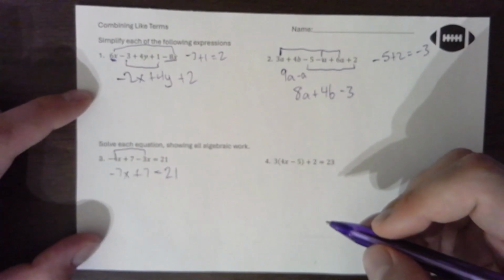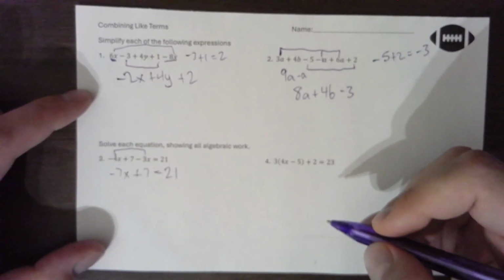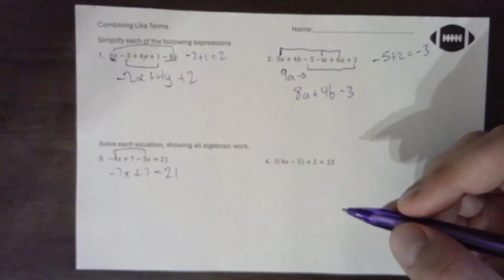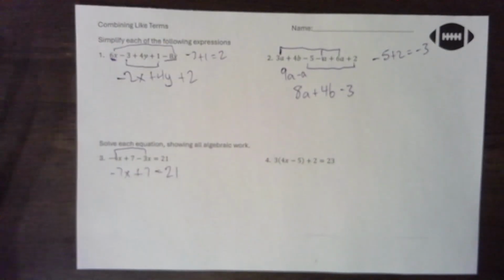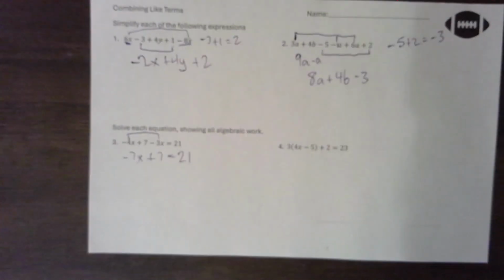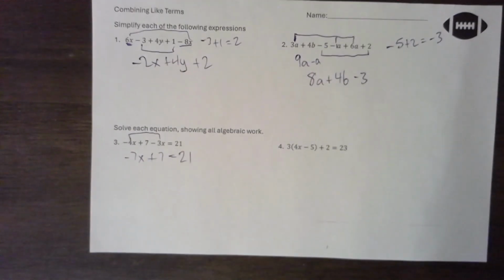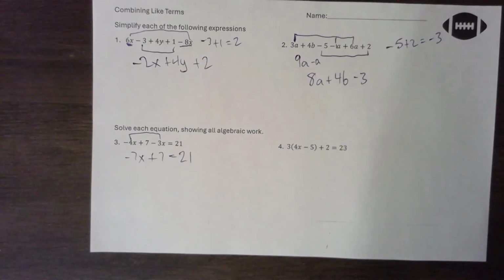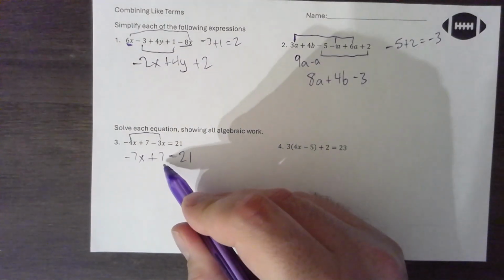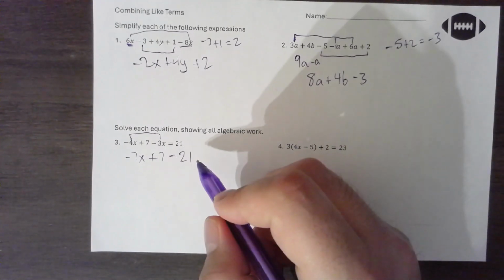Alright, cool. So now we can finish solving this. Alright, we want to get the variable on one side, which we already do have that. That's already done. The variable is by itself. It's on the left side. There's no variables on the right side. It's negative 7x plus 7 equals 21. Okay? So we got to get that 7 that doesn't have any variables attached to it to the other side.